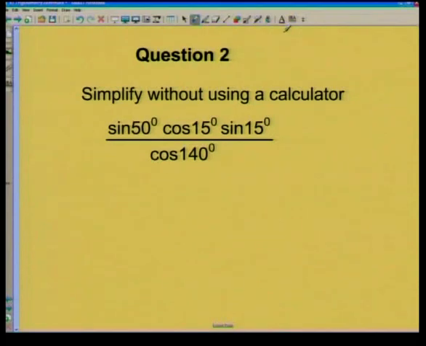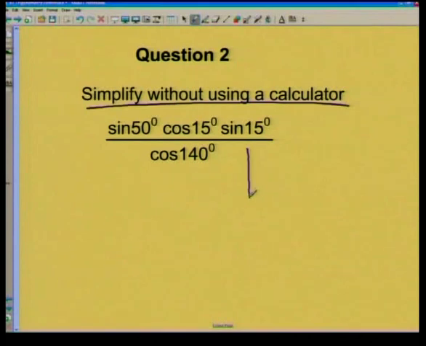The next question talks about simplify without using a calculator, sine 50 over cos 140 times cos 15 times sine 15. Now remember, we've talked about without using a calculator and said that in actual fact it's essential we show every step. Obviously we can zip this in the calculator and get an answer in 2 seconds flat, but it's really not a wise move if they've said without a calculator, because that is going to give you 0 for the question. So what do we do instead?